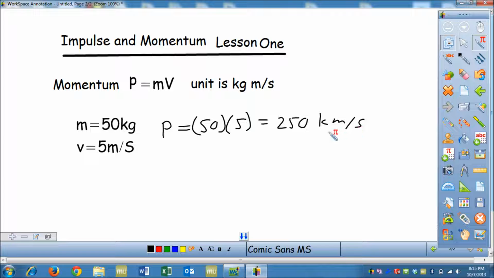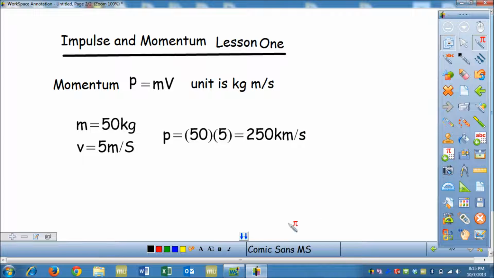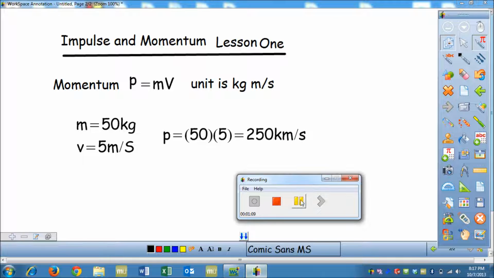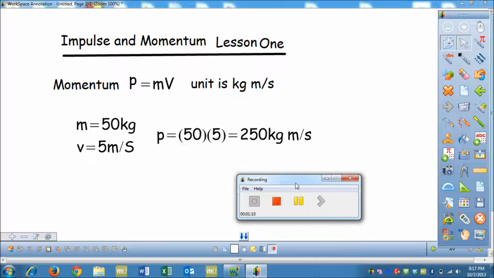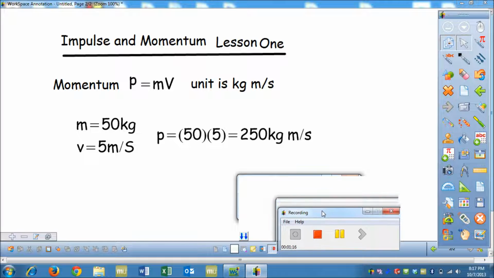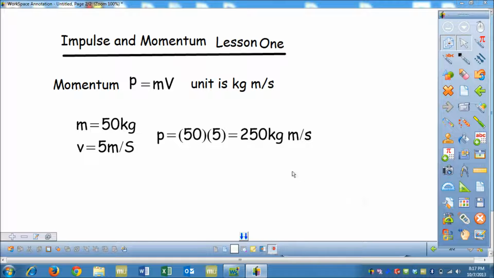Okay, that's kilometers per second. Hold on a minute. Okay, there we go. Kilogram meters per second. I'm going to get the hang of this program sooner or later. Okay, let's put that away.